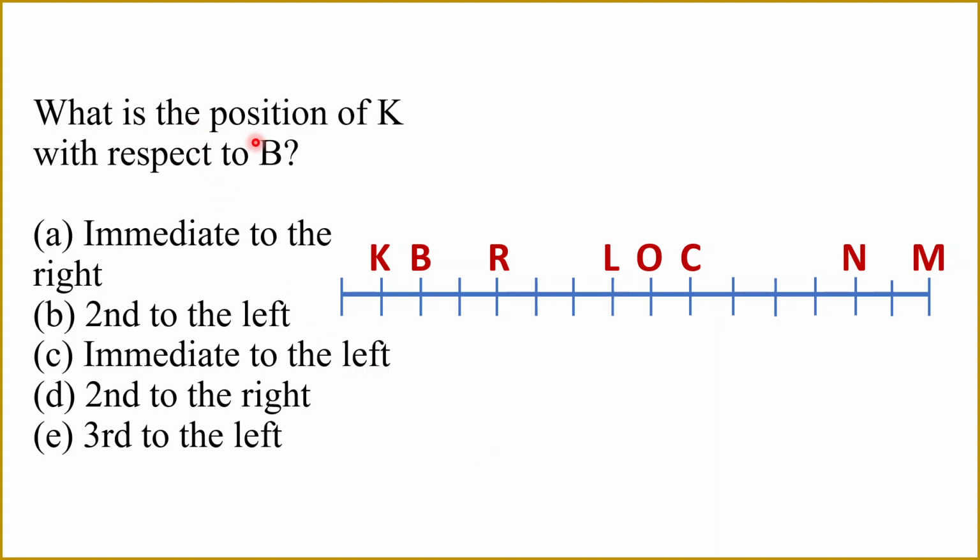What is the position of K with respect to B? So students, all these people are facing towards the north. So you can say that with respect to B, K is sitting to the immediate left of B. Yes, this is the left side when all people are facing north. So K is to the immediate left of B. So the answer for this question should be option number C, immediate to the left. Now let's check the answer. See, we got the correct answer again.